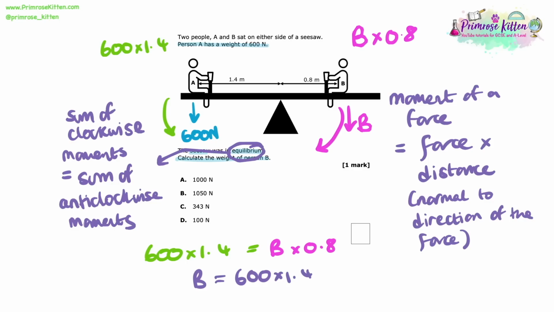Now, rearranging this, I can find out what B is by dividing by that 0.8. So B is 600 times 1.4 divided by 0.8, which gives us 1,050 newtons, which is going to be the weight of person B.